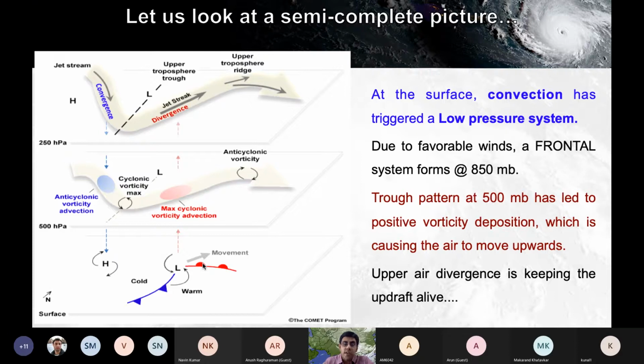of low level clouds. Okay, and I look at this trough pattern because this trough is going to deposit vorticity. And it's going to ensure that the clouds become taller and taller, because tall clouds have a tendency to give rain for a longer period of time. Okay, and finally they will reach the upper level, which is upper level divergence, which will ensure that as the air is getting evacuated, air from the bottom will keep moving out.